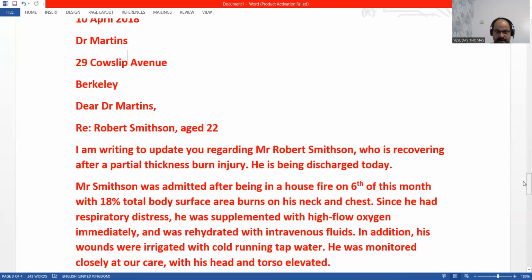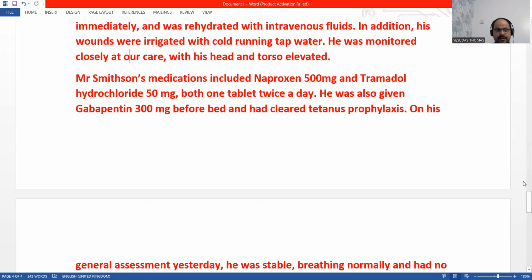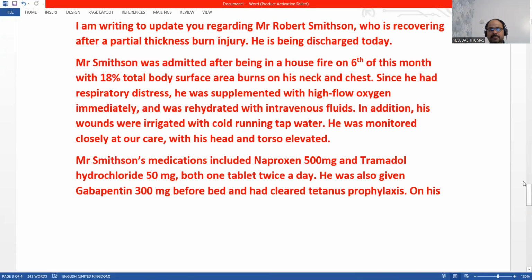So let's go ahead with the next part. Mr. Smithson was admitted after being in a house fire on 6th of this month with 18% of his total body surface area burns. It was 18% total body surface area burns on his neck and chest. So he was admitted on 6th of this month. What caused his house fire?